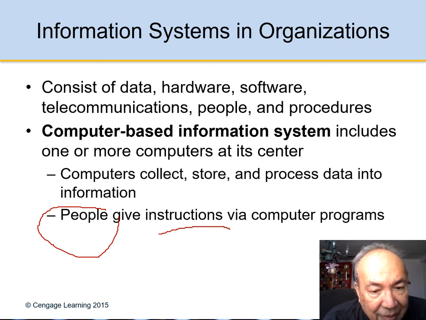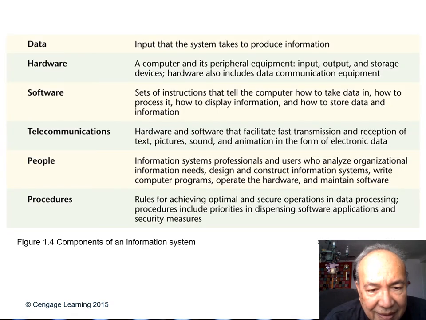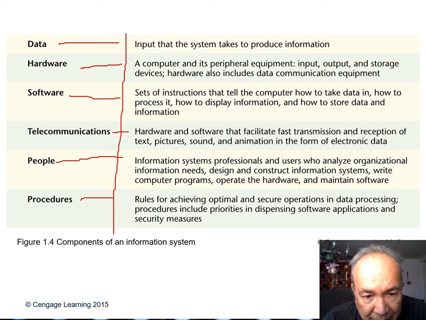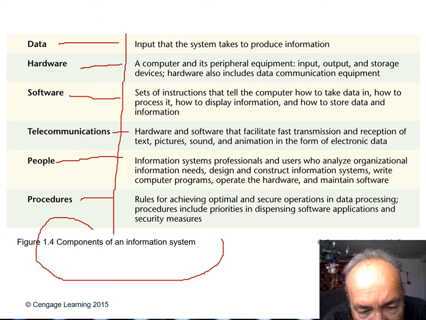Now, think about this again. I'll give you 1 minute to think about this. So, here is another set of it. What is hardware? What is software? What is telecommunications? What are people? And what are procedures? These are the parts of a computer information system.